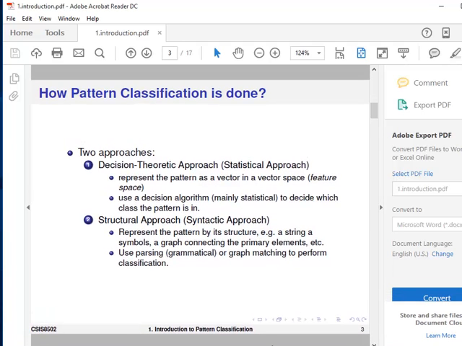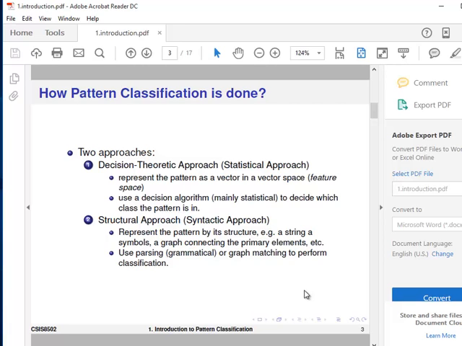So let me start with today's class with pattern classification. In pattern classification, there are two approaches. One is a decision theoretical approach and the other is a structural approach.